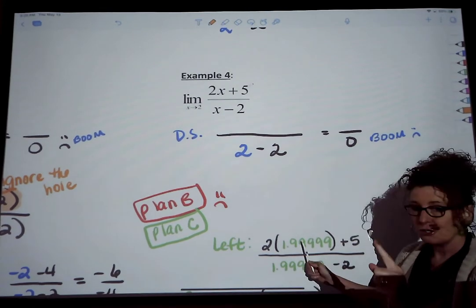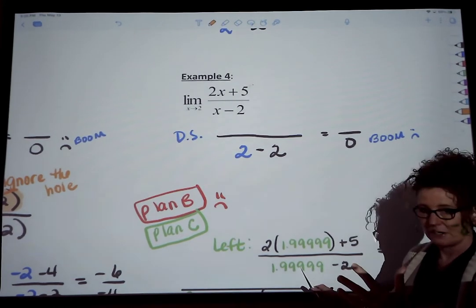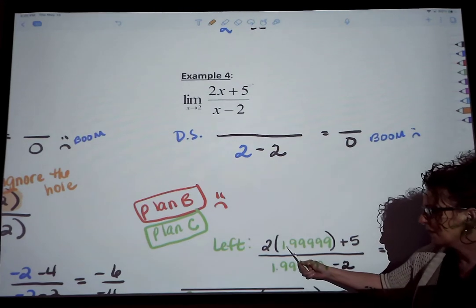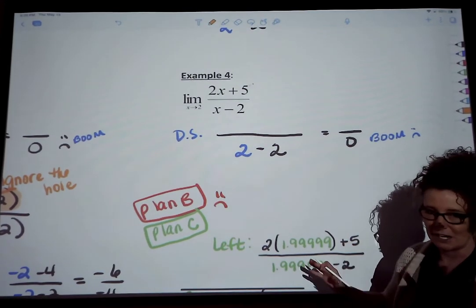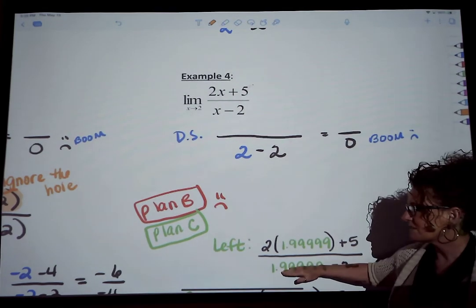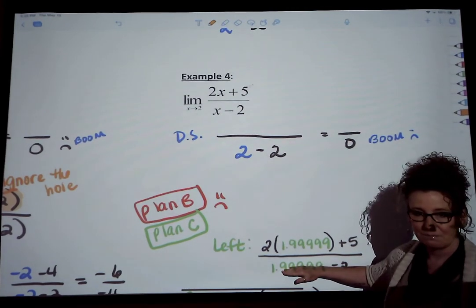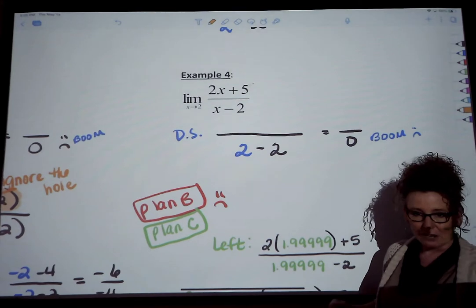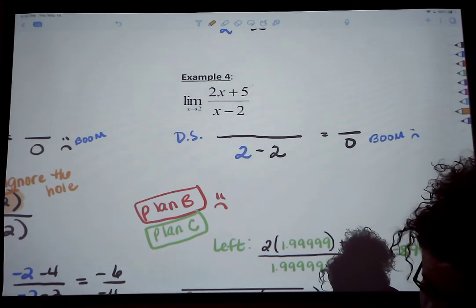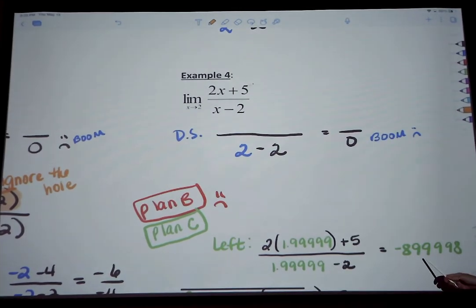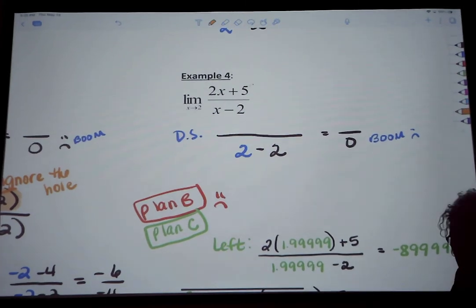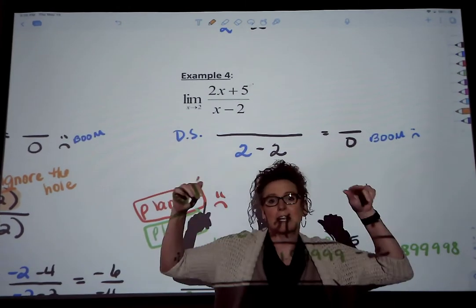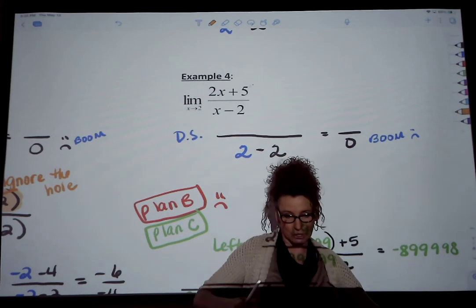I got pretty close. Make sure you sub in the same exact value down here, okay? Because if you use 5 nines up here and only 4 nines down there, something weird's going to happen. You don't want to do that. So make sure you sub in the same number, okay? You can type it in your calculator. And when I typed it in my calculator, I got negative 899,998. That is a super huge negative number.